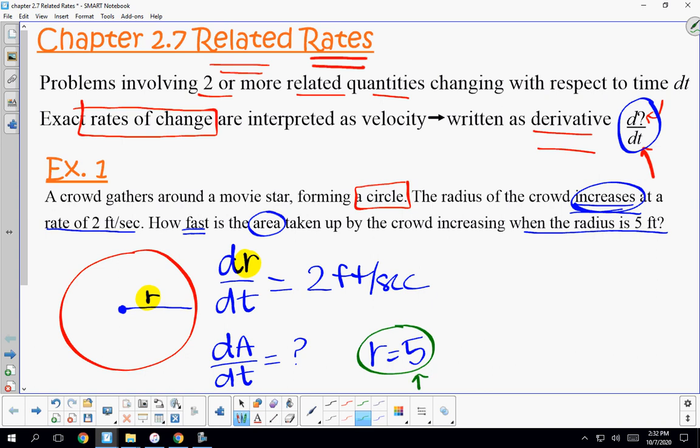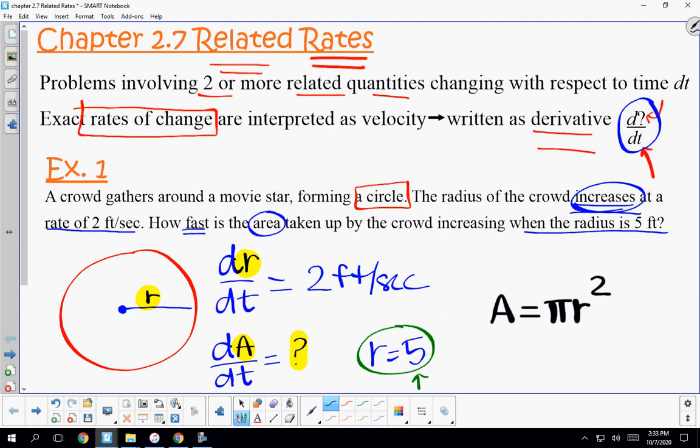Now, the hard part about these questions is that you have to come up with a formula to relate these together. This says I need to take the derivative of the area. So I need a formula that has area in it. And since we're dealing with a circle, the most obvious formula to start with is the area for a circle.